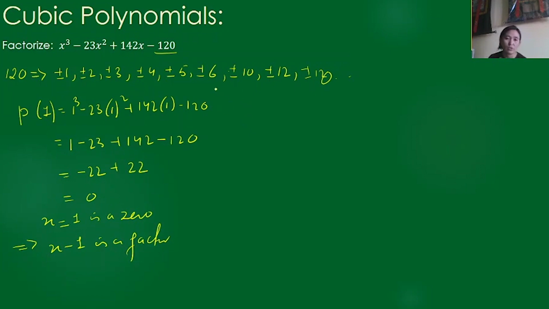So to make it easier, the first step, which is a must for any cubic polynomial, is using the factor theorem. For the next step, you can use the division of the polynomial.